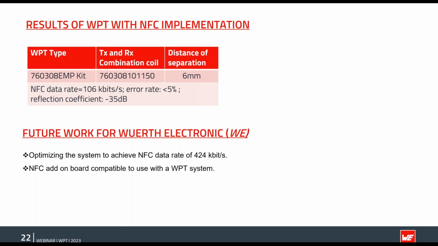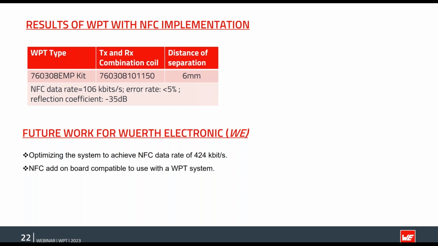The distance of separation that we have used here is 6 millimeters, which we achieved by using plexiglass spacers in between. The NFC data rate here is only the most basic, the standard NFC data rate, 106 kilobits per second, and the error rate that we measured was less than 5%, which is really quite good. The reflection coefficient that we achieved with our filter matching network is minus 35 dB, which is also a really good matching reflection coefficient.